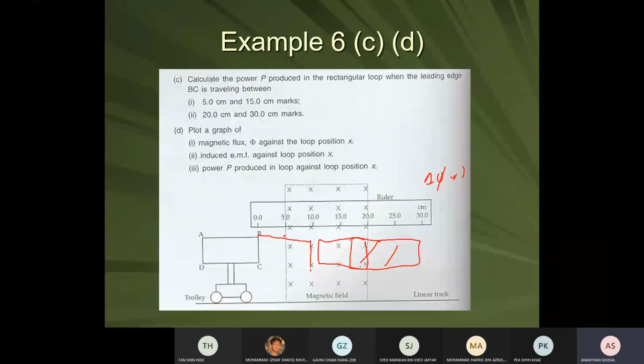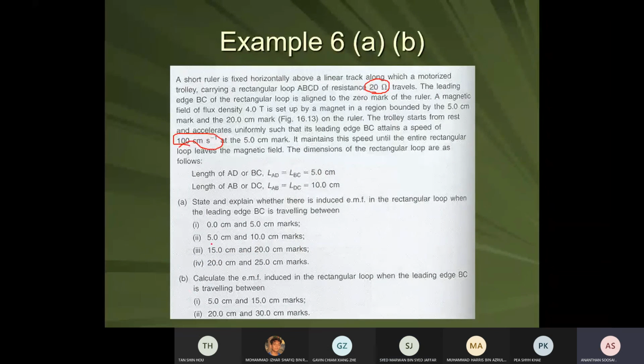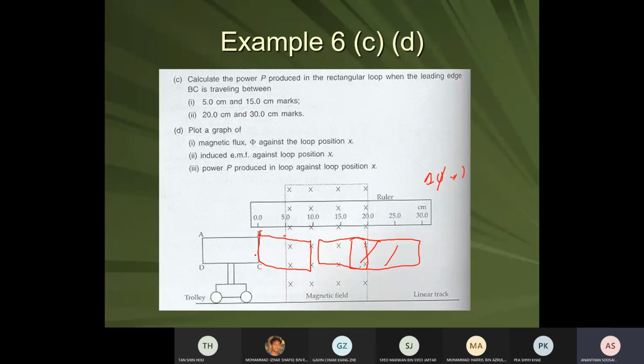Okay, now the question is, when the coil enters the field from 5 to 10, in which direction will the current flow in this coil? Clockwise or anti-clockwise? 5 to 10. That means the second question. 5 to 10, EMF will be induced. In which direction will the EMF induce? Clockwise or anti-clockwise? Use your Lenz's law. Tell me.